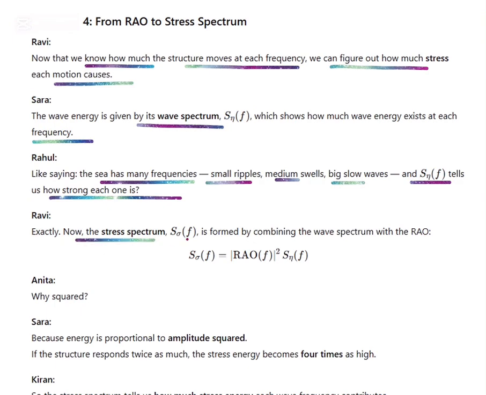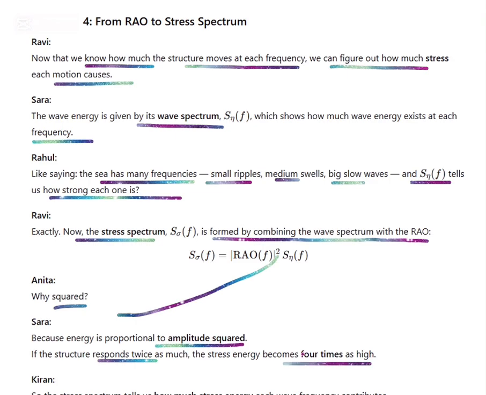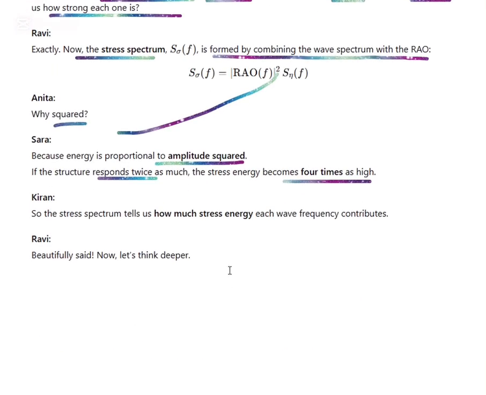So now the stress spectrum is found by combining the wave spectrum with RAO squared, because energy is proportional to the amplitude squared. If the structure responds twice as much, the stress energy becomes 4 times as high. So the stress spectrum tells us how much stress energy each wave frequency contributes. Beautifully said. Now let's think deeper.